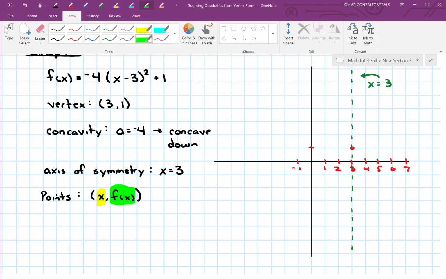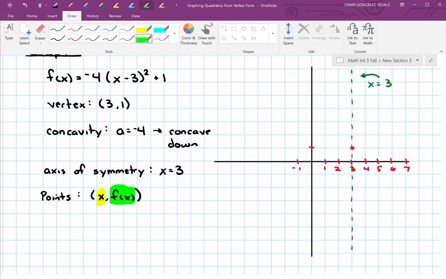How can I find another point? Because vertex form only tells me that this is going to open down, and that's it, and the vertex. But I want to be accurate, yeah? Plug what in, though? That's what we need to get good at. We need to know what numbers to plug in. The numbers that are next to the axis of symmetry. So if my axis of symmetry is 3, what would be a good coordinate to start with? 2. So I can plug in 2 right here.